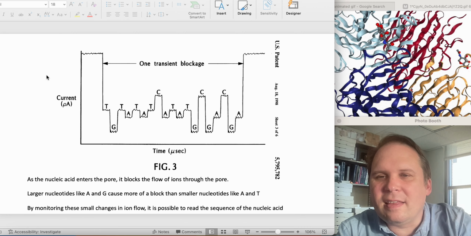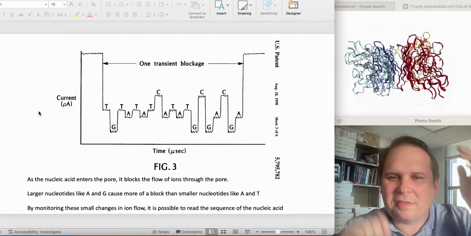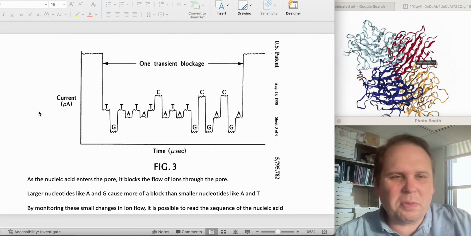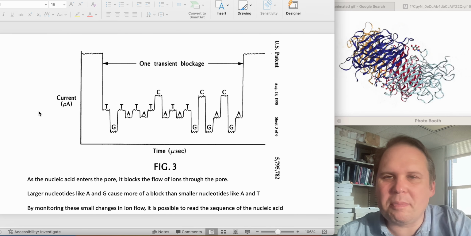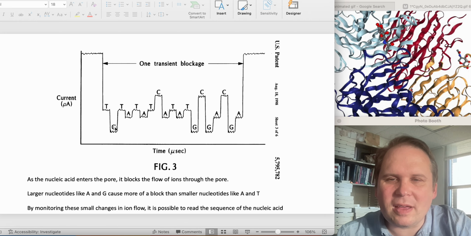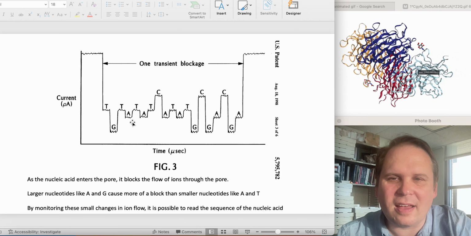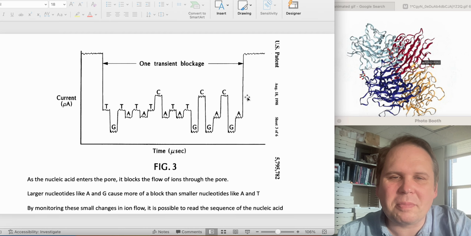So we've applied our current across this. We've got our voltage difference on the 2 sides. And so we will measure the ionic strength of what is coming through the pore. And so when a T is blocking the channel, it blocks most of it, but not all. So G blocks this much, it's like a ton. A blocks that much, and C doesn't block very much. It blocks just up there.